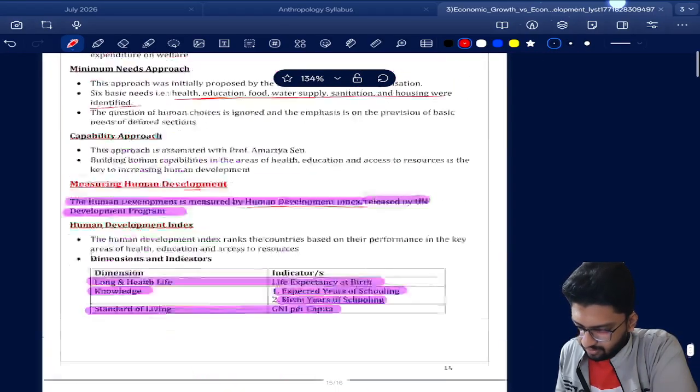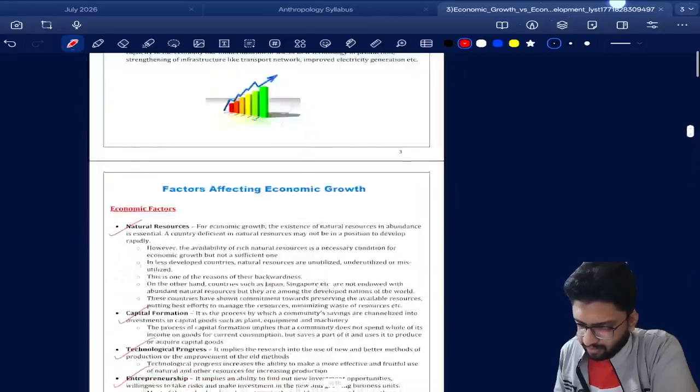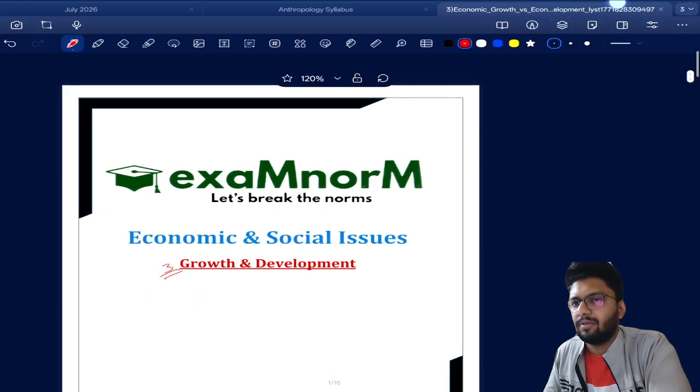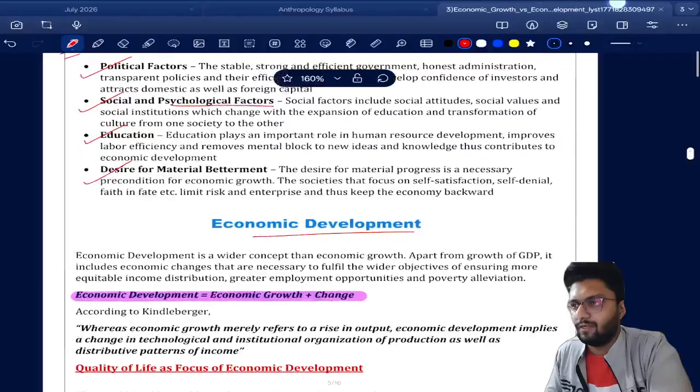Okay, so that was it, the basic approach of economic growth versus economic development, and this can be very helpful in phase 2. Not in phase 1, I don't think this is very useful in phase 1.